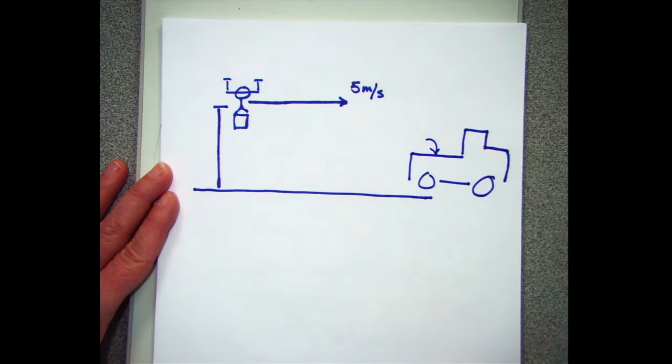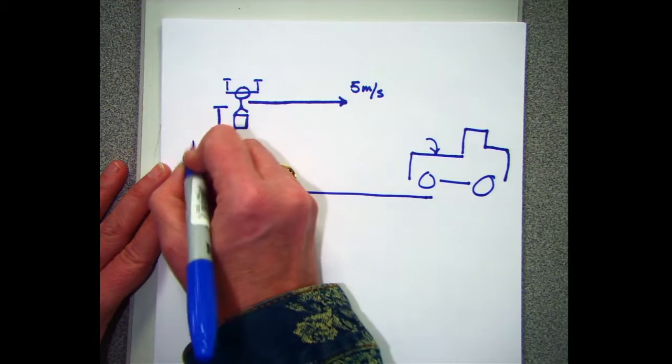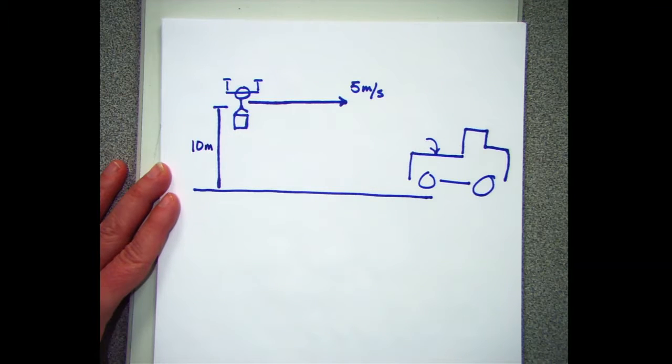And we want the package in the back of the pickup truck, right? So they've had to calculate this. So this is a realistic problem. And let's say, for grins and giggles, that this is 10 meters above. So if I'm going to drop that package into the back of the pickup truck, we know what happens if I drop the package, right? It's going to fall, right?